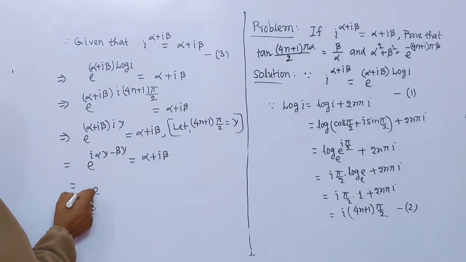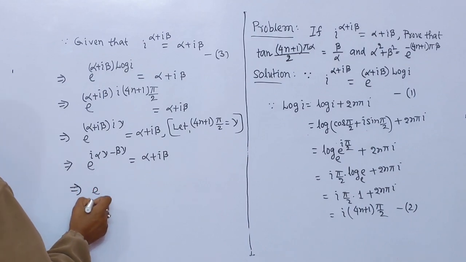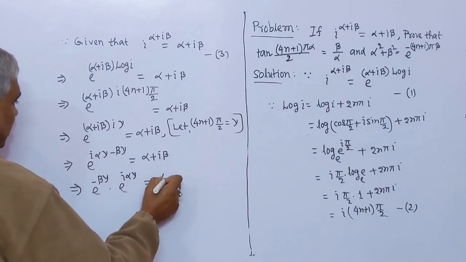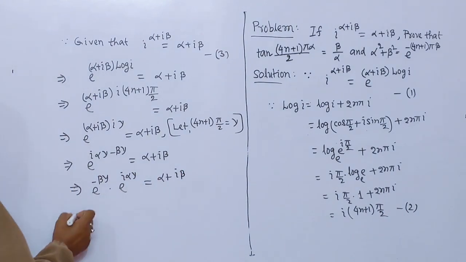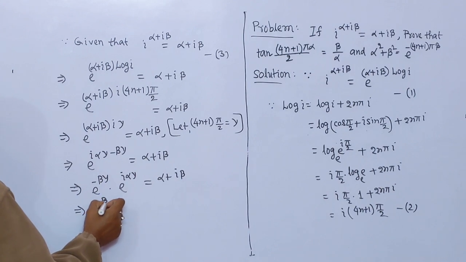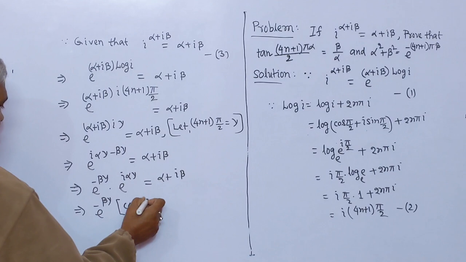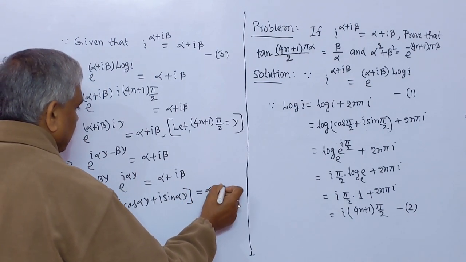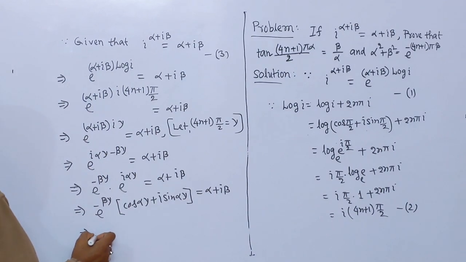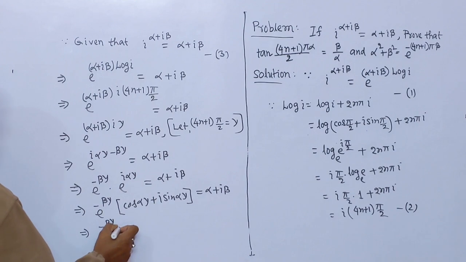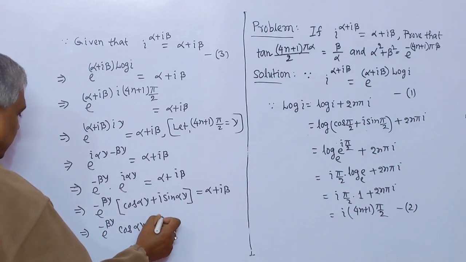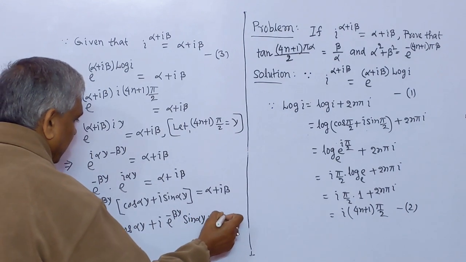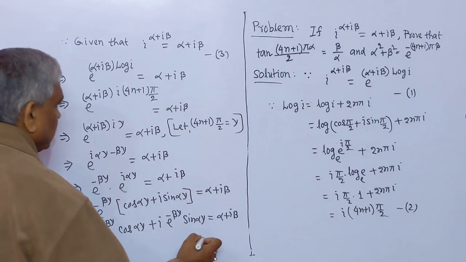This implies that e^(−βγ) · e^(iαγ) = α + iβ. So e^(−βγ)(cos αγ + i sin αγ) = α + iβ, which implies e^(−βγ) cos αγ + i e^(−βγ) sin αγ = α + iβ. This is number 4.